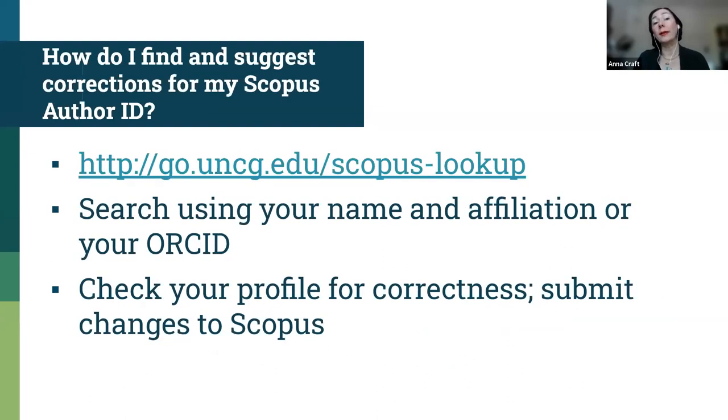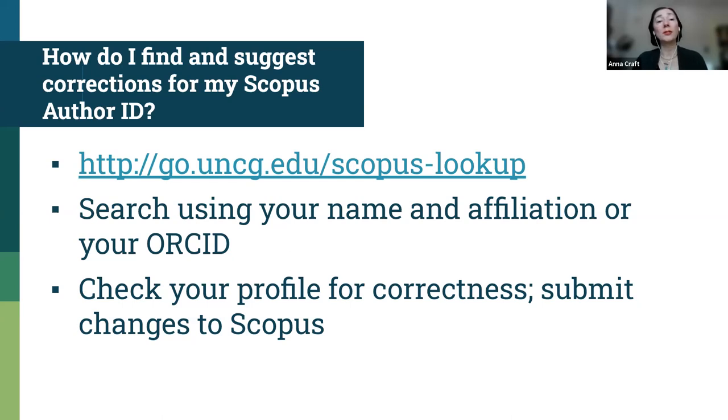So how do you find and maybe suggest corrections for one of these? I've got a link here, and you can search using your name and affiliation or your ORCID ID. Look at your profile, see if it's correct, and you can submit changes to Scopus. And one of the things that I see most commonly with this one is that Scopus won't necessarily recognize that a person has moved to a new institution.